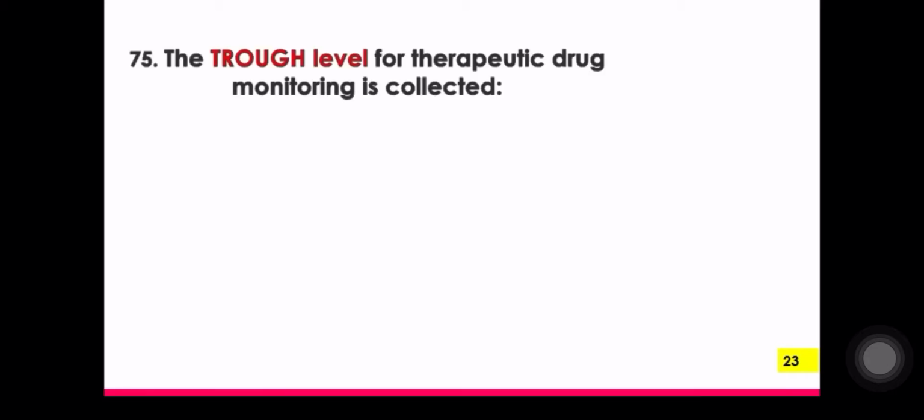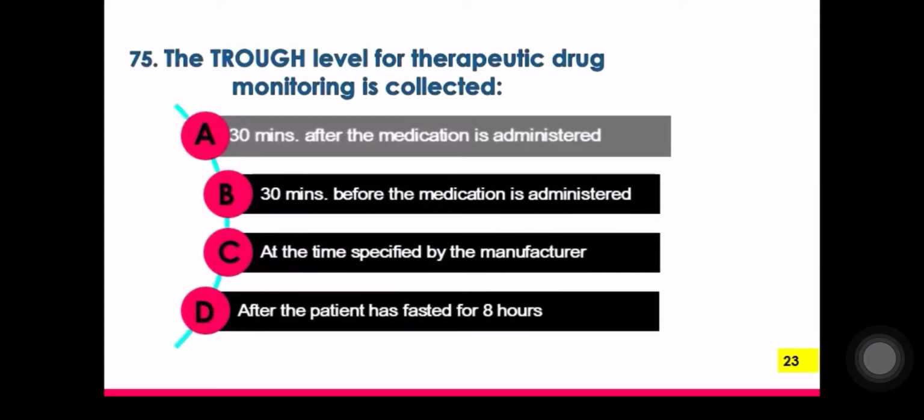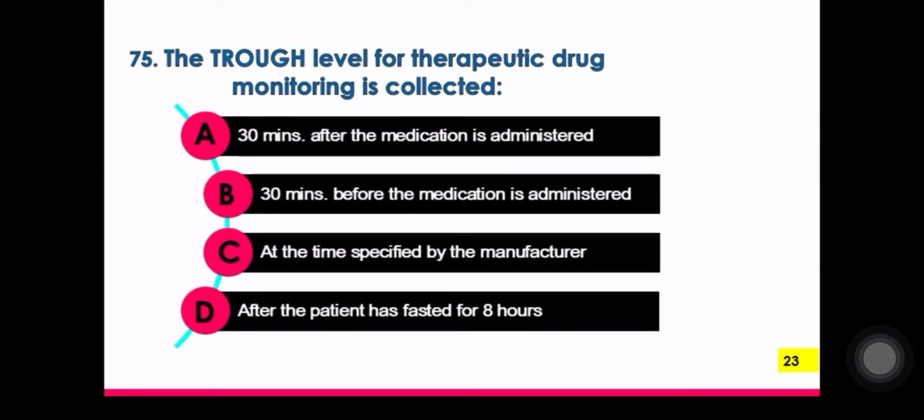Okay, number 75, the trough level for therapeutic drug monitoring is collected. Letter A, 30 minutes after the medication is administered. Letter B, 30 minutes before the medication is administered. Or letter C, at the time specified by the manufacturer. Or letter D, after the patient has fasted for 8 hours. Again, trough level po. Answer po is letter B, 30 minutes before the medication is administered.